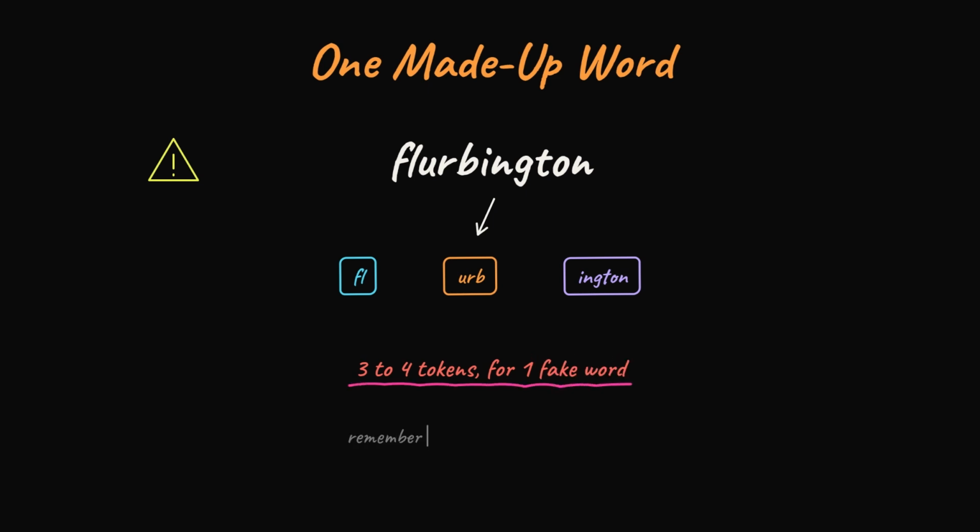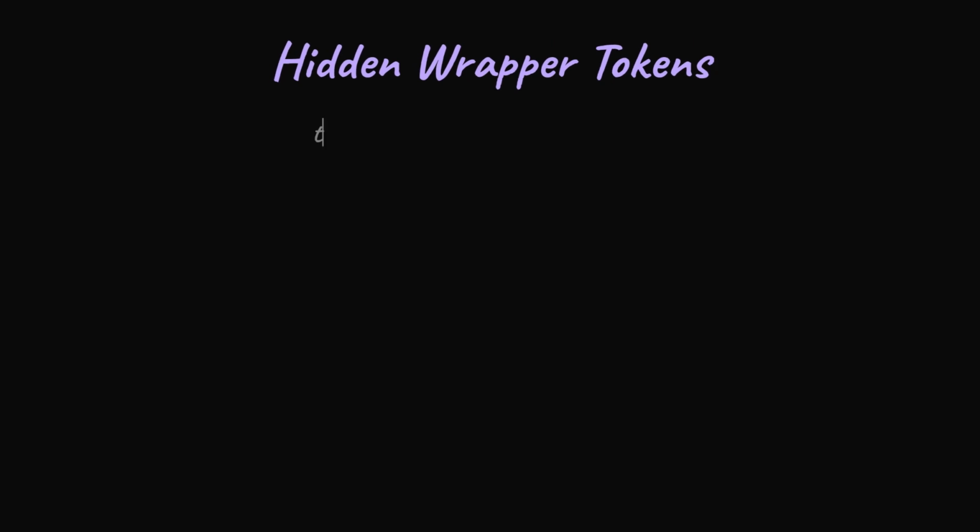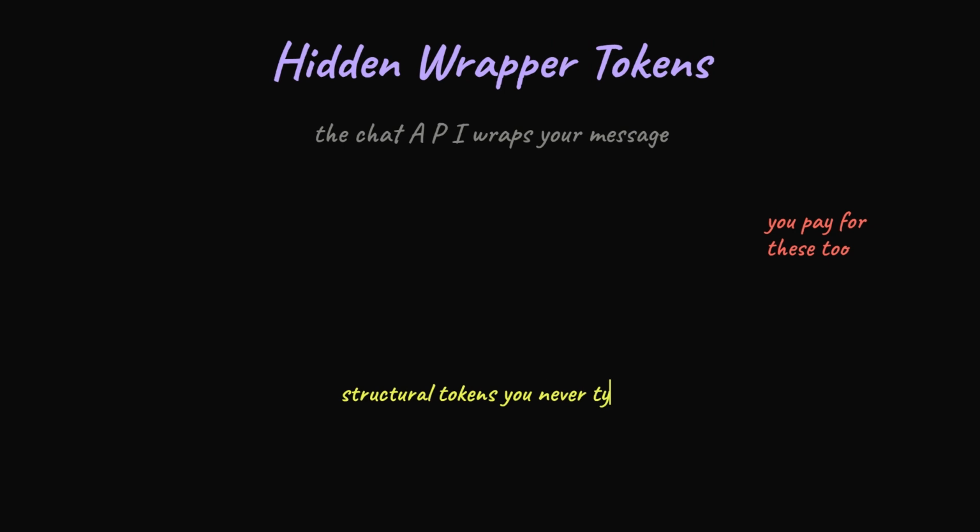Okay, so back to the mystery from the start. My Hello World prompt hit 11 tokens on one provider and 4 on another. Part of that is hidden formatting. When you call a chat API, your message gets wrapped in special structural tokens that mark where a message starts, where it ends, and who's speaking. You pay for those wrapper tokens even though you never typed them.